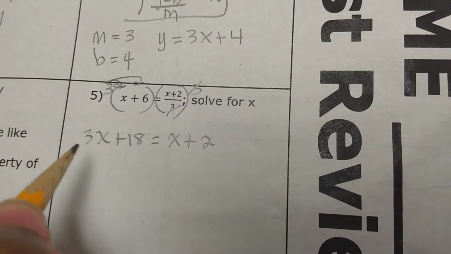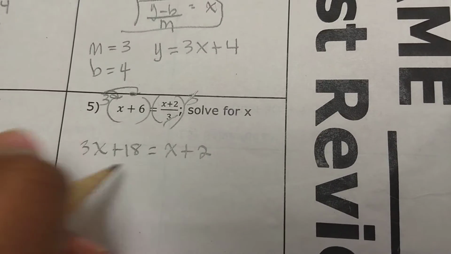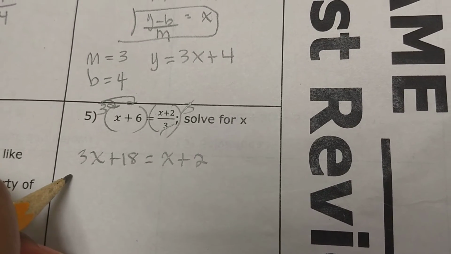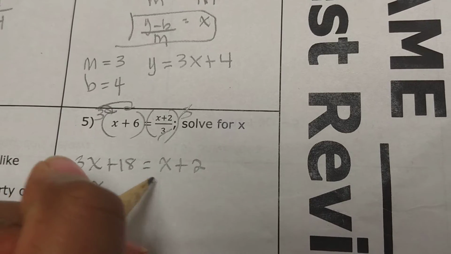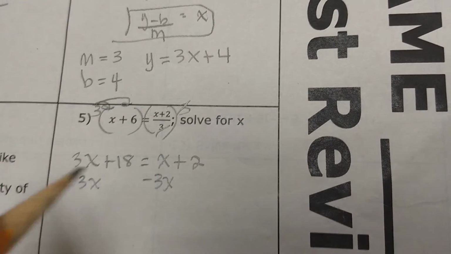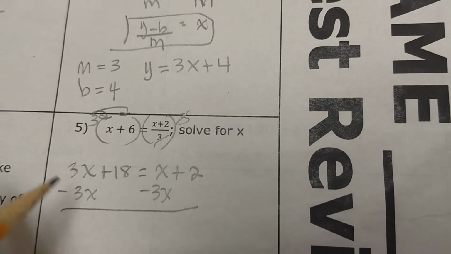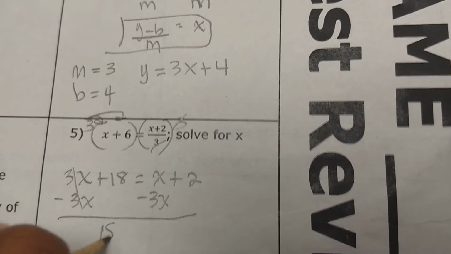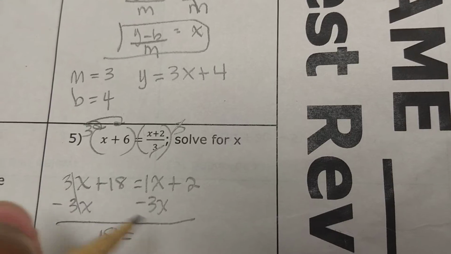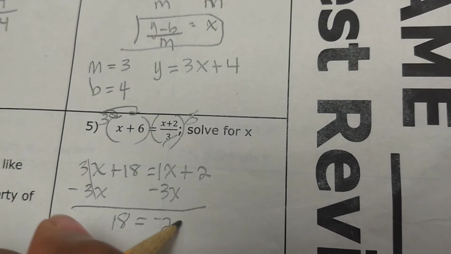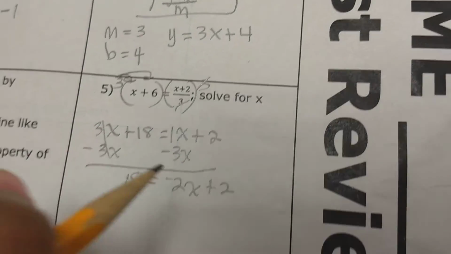I have a variable on both sides. I can subtract from either one. I'm just going to subtract from this side because I always do. But you could have subtracted the x, that's fine. And use your inverse operations, subtraction property of inequality. I get 18 equals, that's really a 1. 1 take away 3, 1, what? Oh, that's negative 2x plus 2.